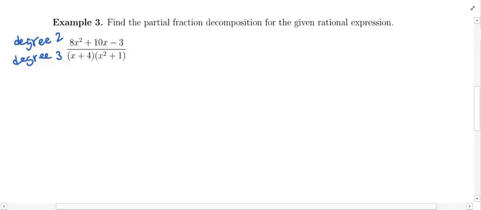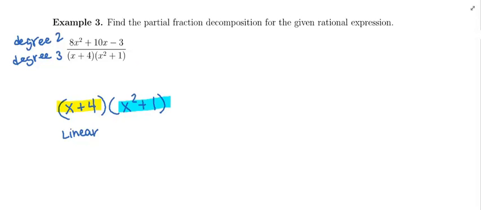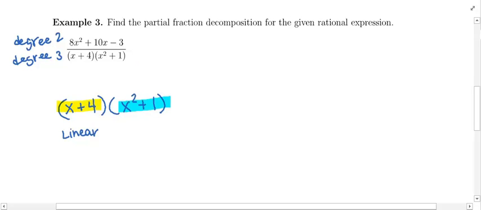So let's talk about the denominator here. We have an x plus 4 times an x squared plus 1. This is a linear factor. For x plus 4, the highest power of x is 1, so that's a linear factor. When I look at x squared plus 1, the highest power of x is 2. This is a quadratic factor.